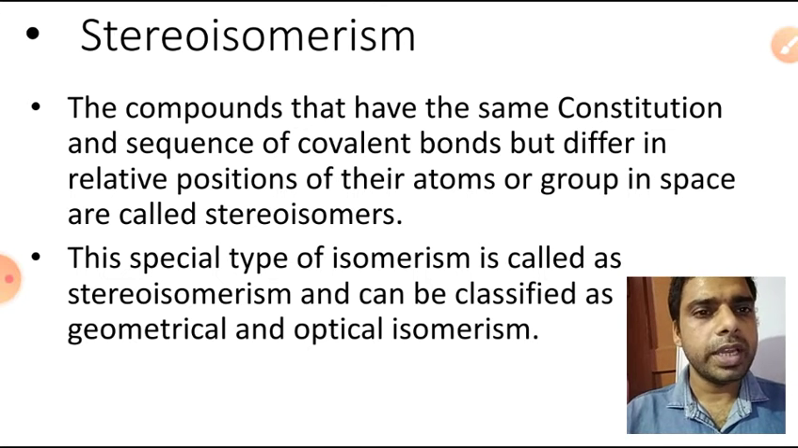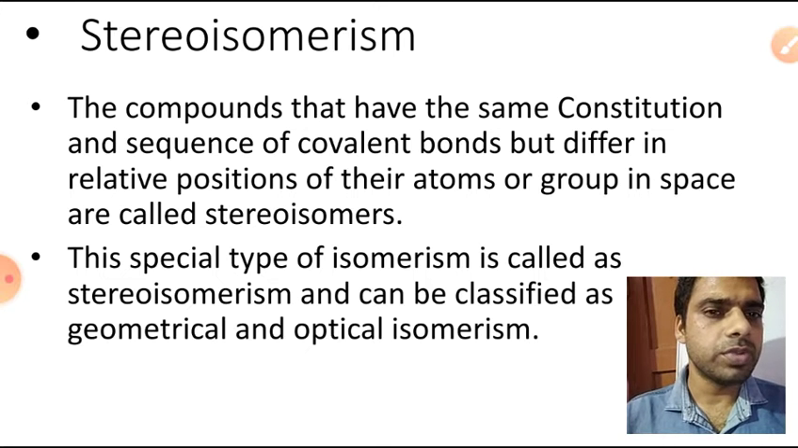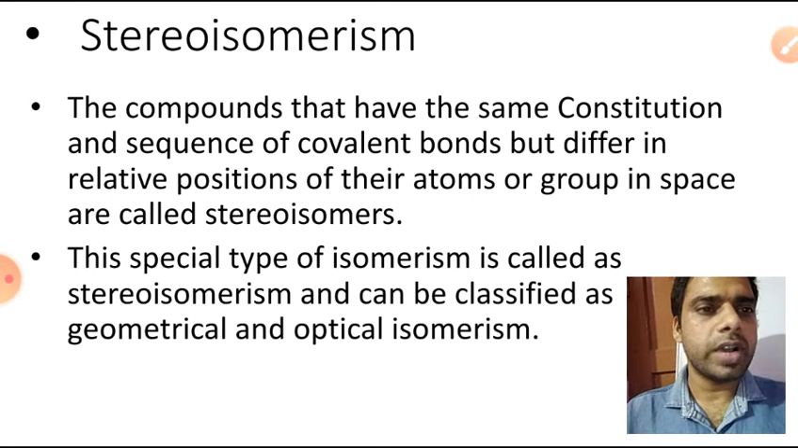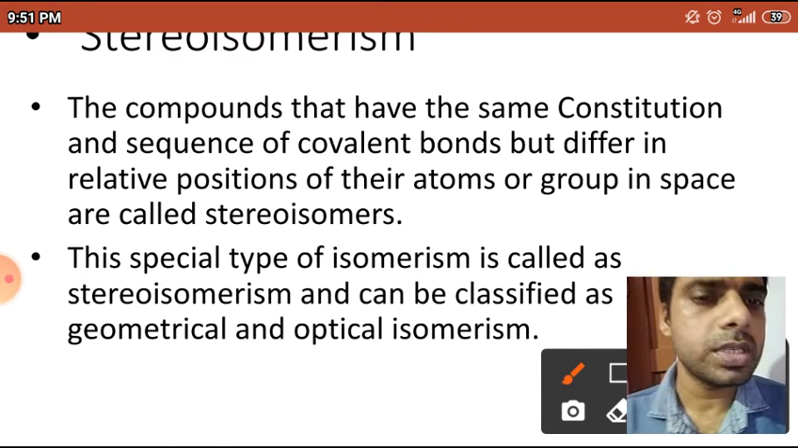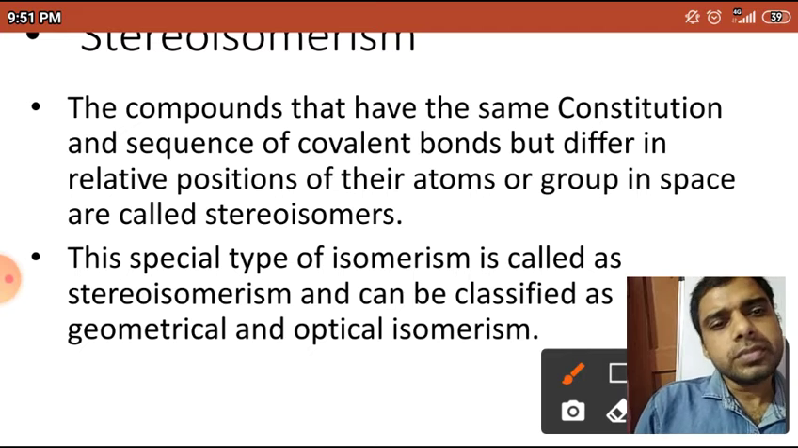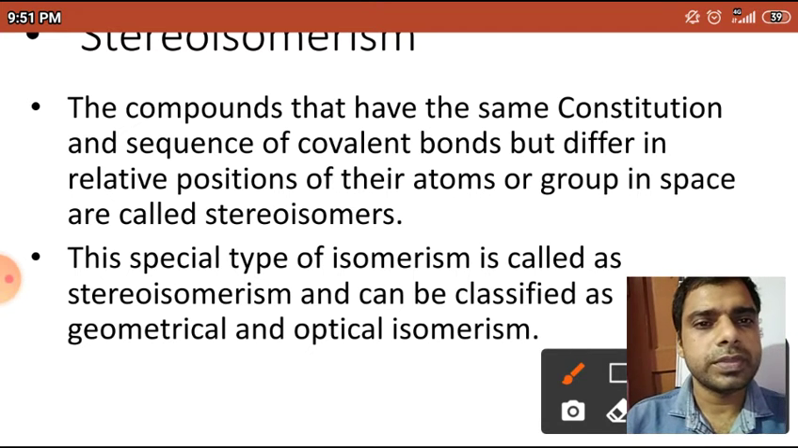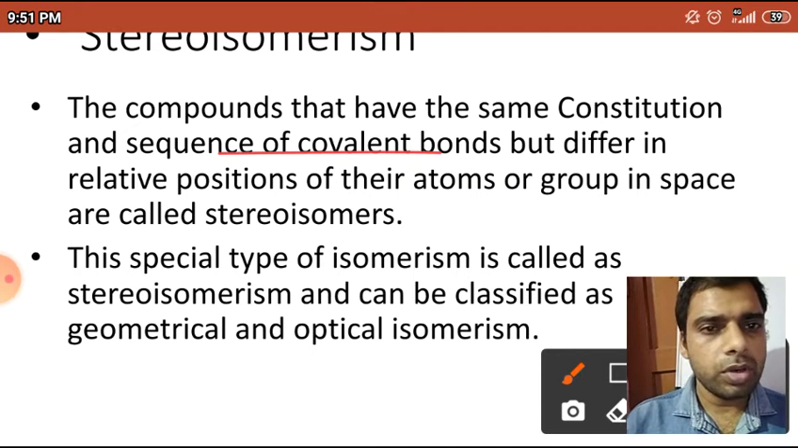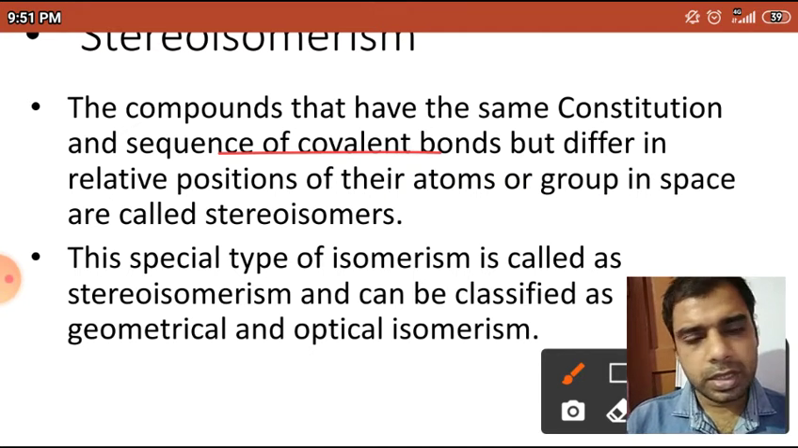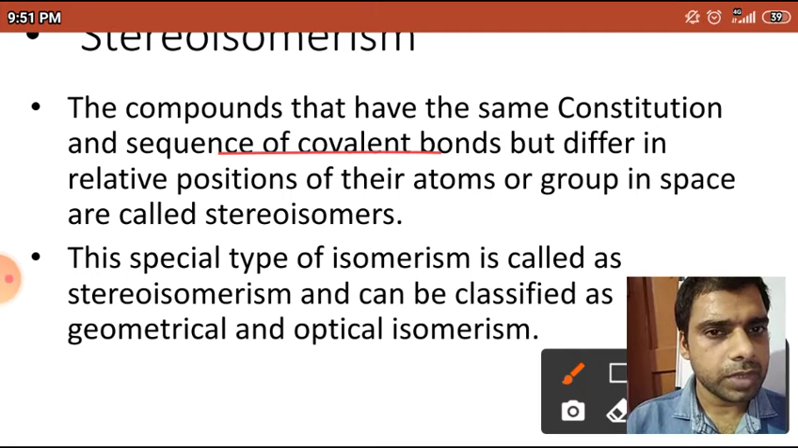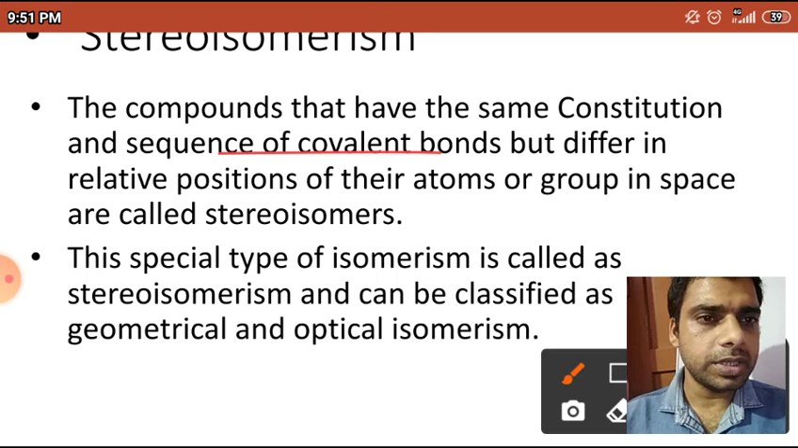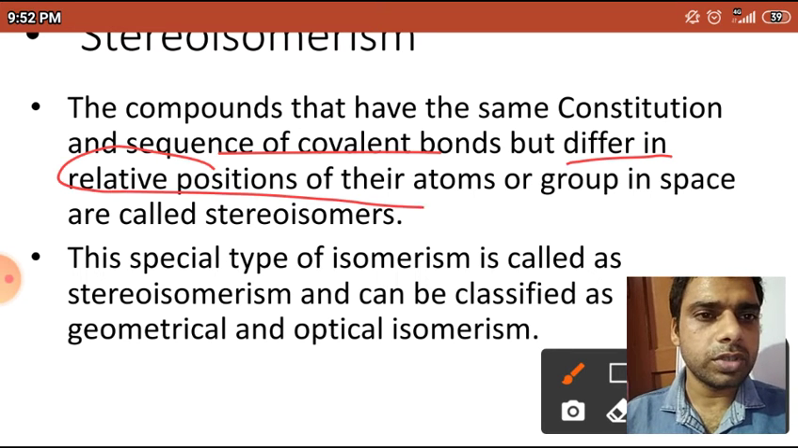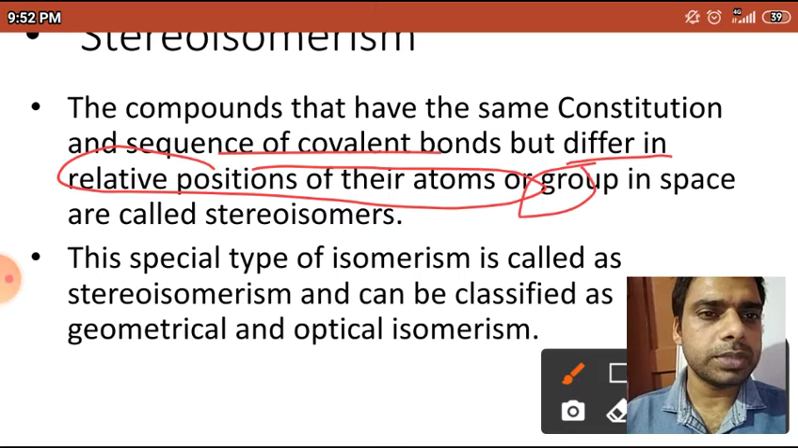Okay, now here you can see the definition of stereoisomerism. Stereoisomerism is where some compounds have the same constitution and sequence of covalent bonds. Covalent bonds would be there, meaning ionic bonds would not be present. But they actually differ in the relative position of their atoms or groups in space. What does it mean?